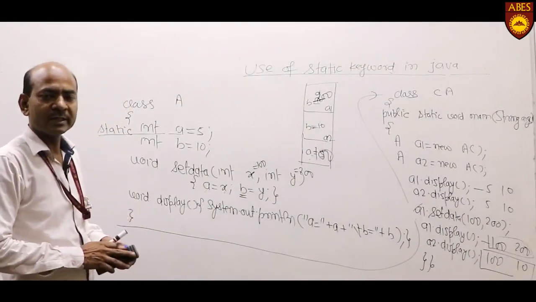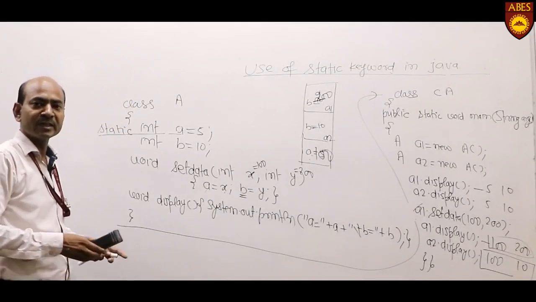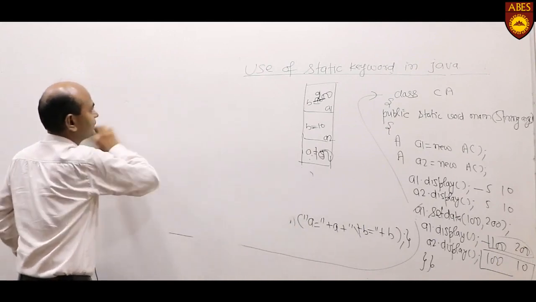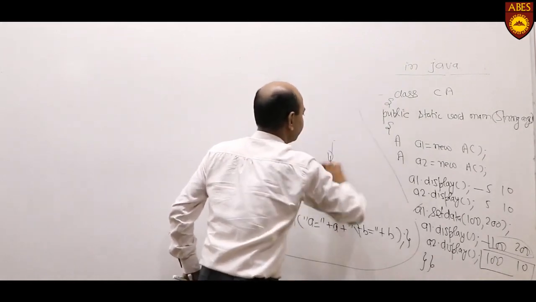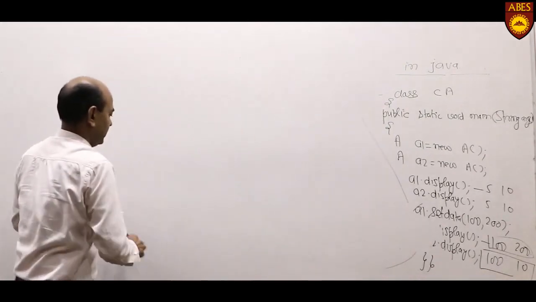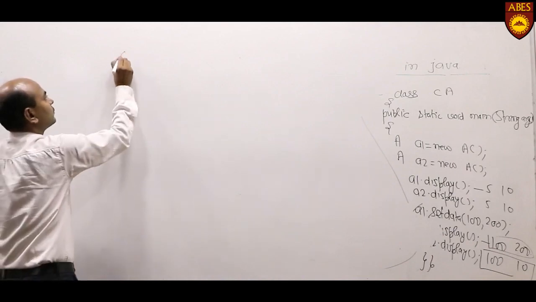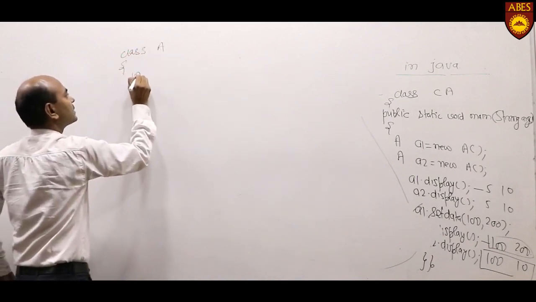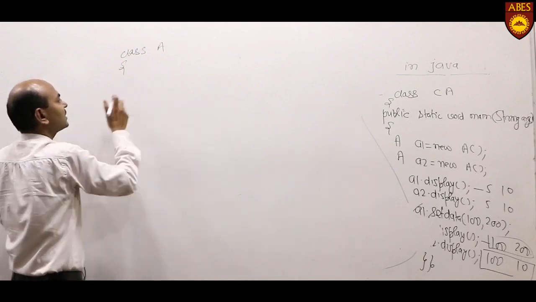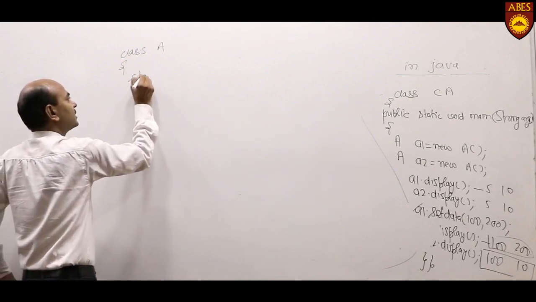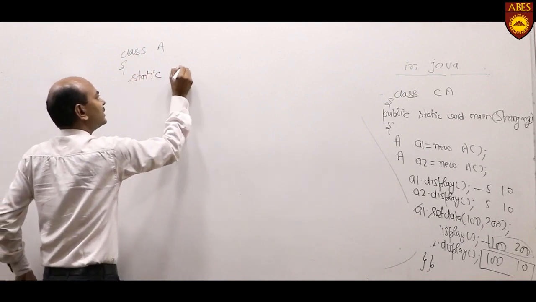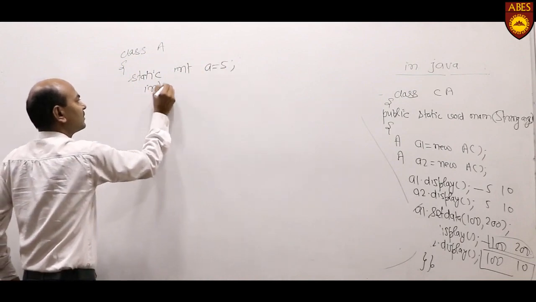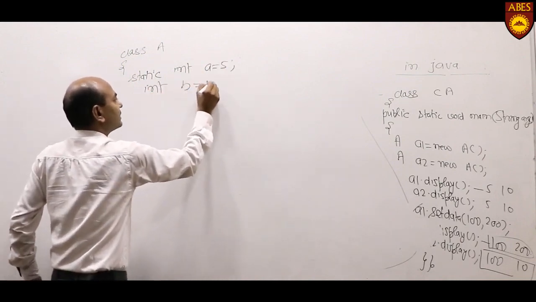Okay students, now I will tell you how static data members can be used inside a method of the class. So consider another example. Suppose there is a class A which has some static data members and some non-static data members. Static int a is equal to 5 and there is one more member, int b is equal to 10.